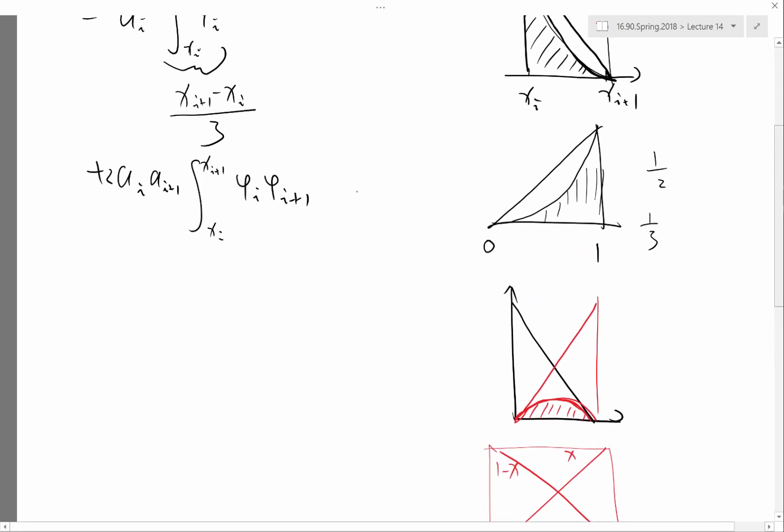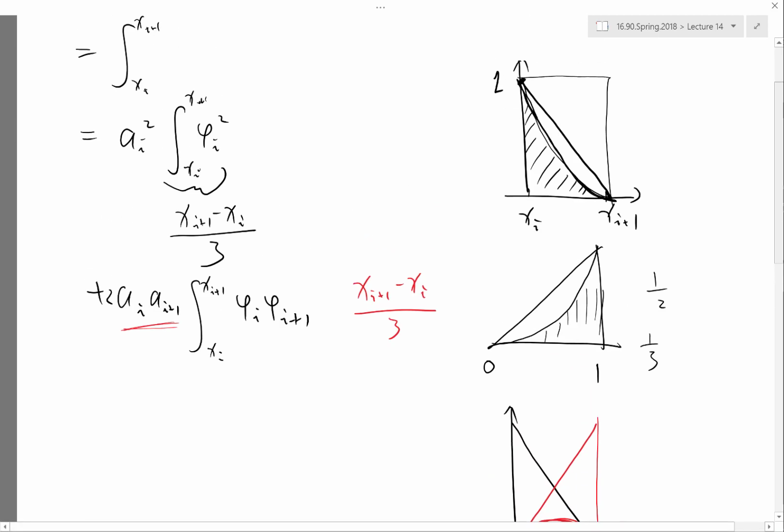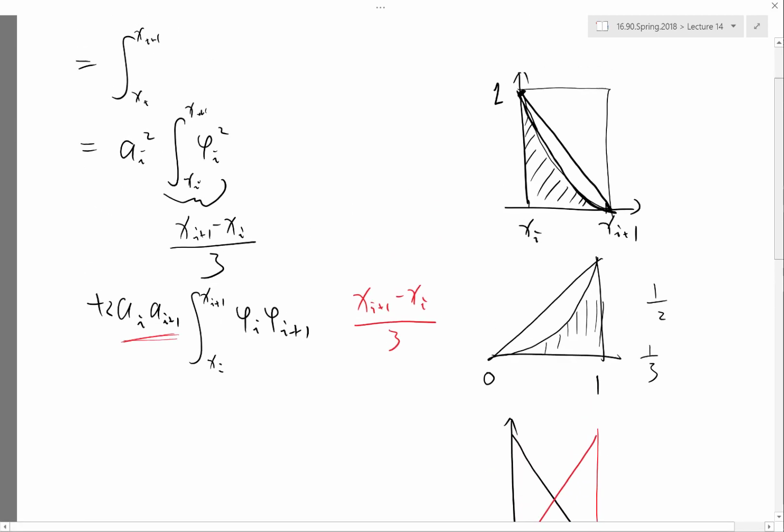So canceling with the 2 again, you get 1/3 of xi plus 1 minus xi. Of course, you have to multiply with ai and ai plus 1. I'm running out of time. I hope to do this next lecture. But you can really come up with a collection of coefficients that are written in very simple and clean forms, in terms of all these xi's and xi plus 1s. Then you form a matrix, and you backslash the matrix, and you get your coefficients.